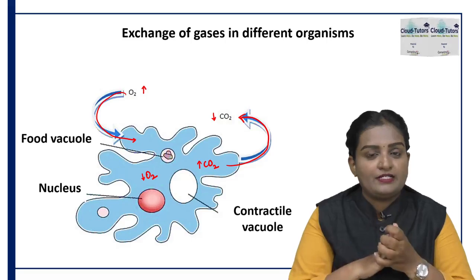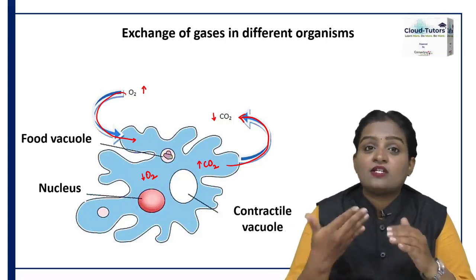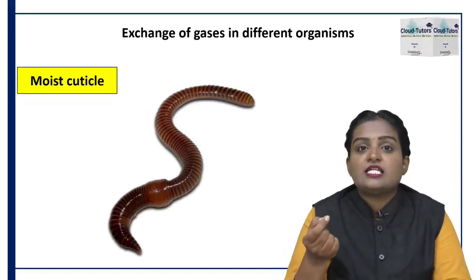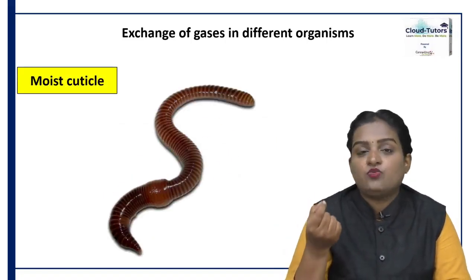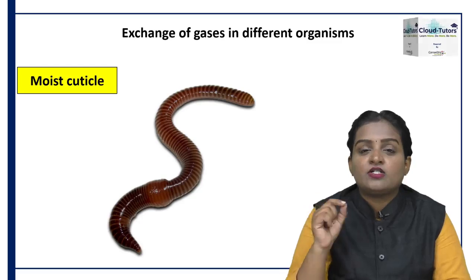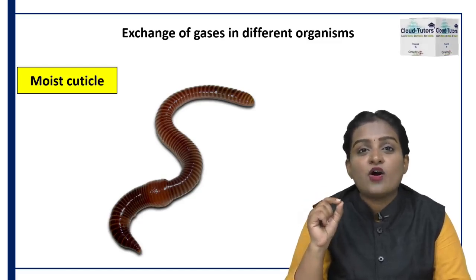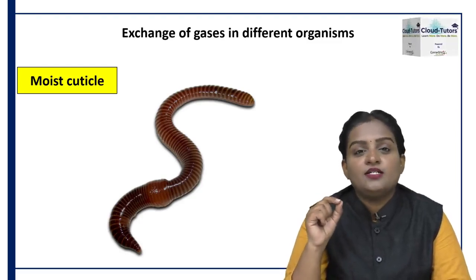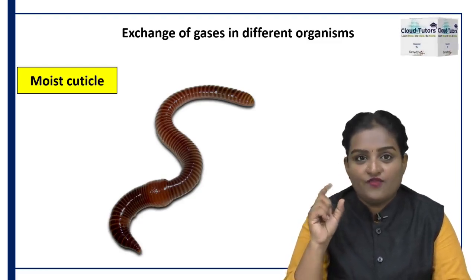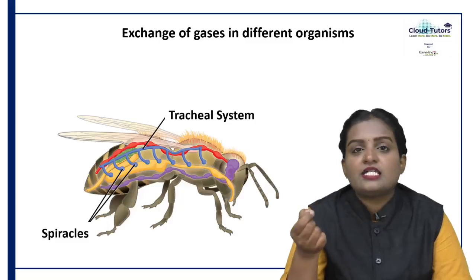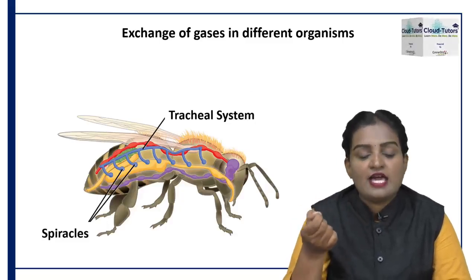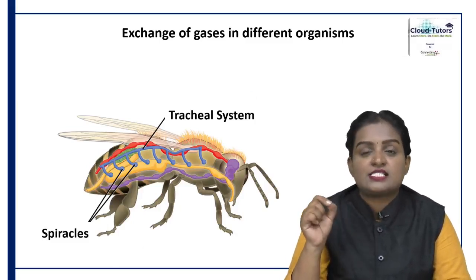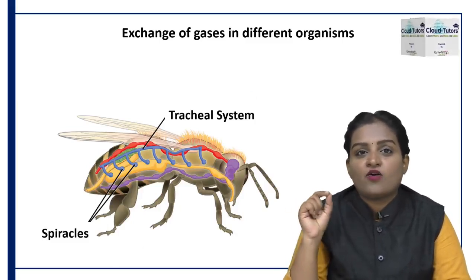Now let's see the second organism in which how the exchange of gases occur, that is the earthworm. In earthworm, the outermost skin has the moist layer, known as cuticle, which helps in exchange of gases by diffusion again. Next is the insects, wherein they have spiracles to take in the oxygen and tracheal system to transport the oxygen-rich air.